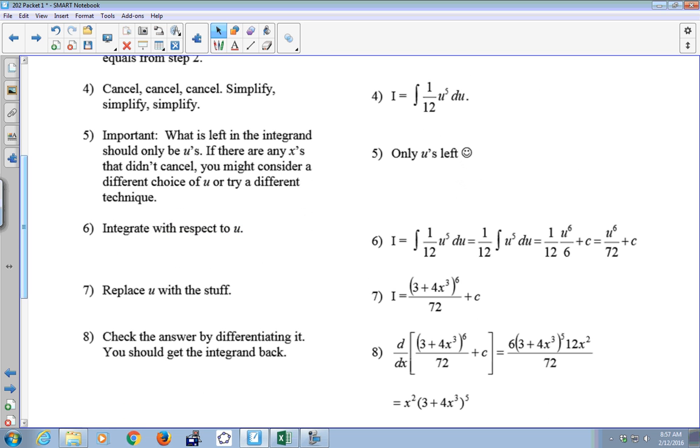And here's a really important step. What's left after you've canceled and simplified should only be u's. If there are any x's that didn't cancel, you might have to consider a different choice of u or try a different technique. Then integrate with respect to u, then replace u with the stuff, and then you can always check your answer by taking its derivative and making sure you get the integrand back.